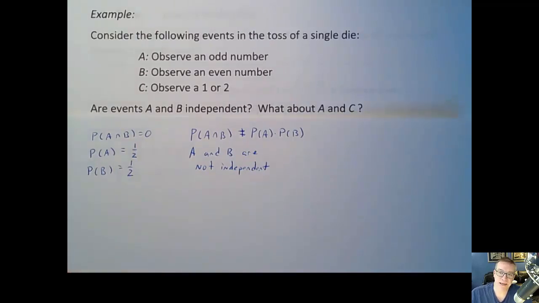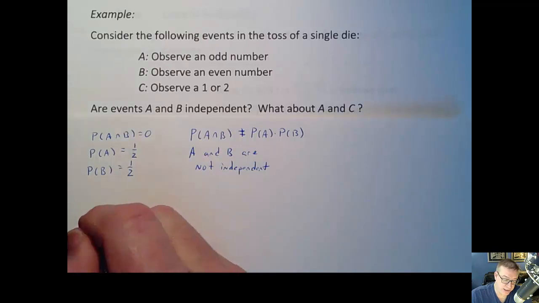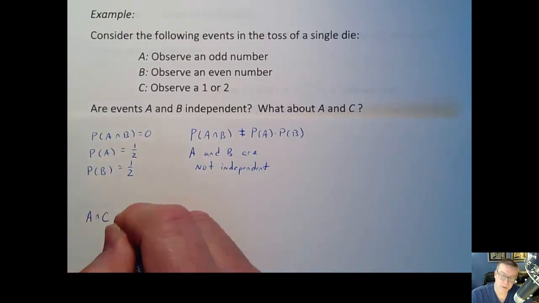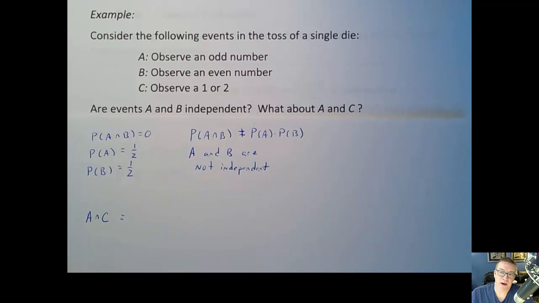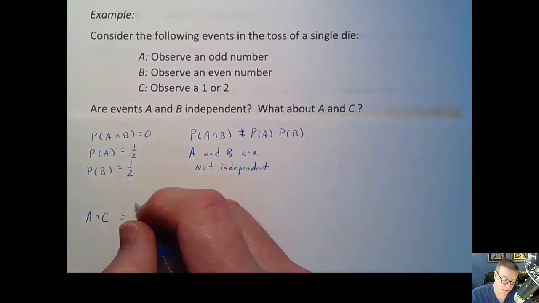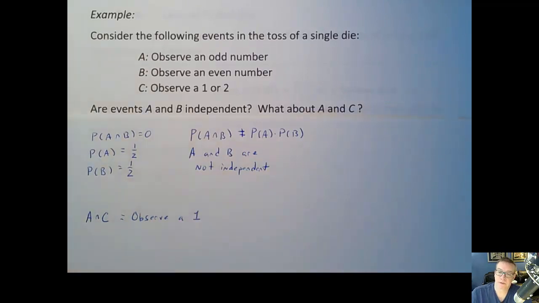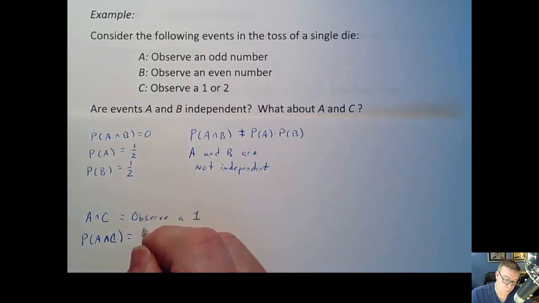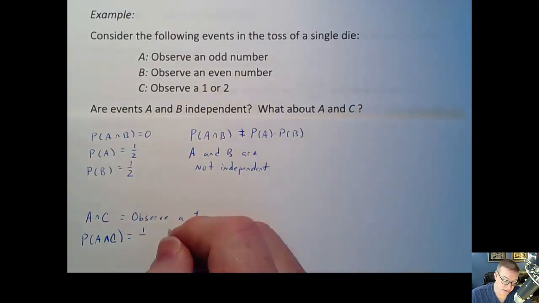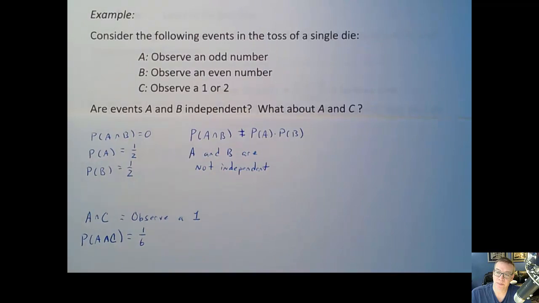So let's think about A and C. So A intersect C. Well, A is the event that we observe an odd number, and C is the event that we observe a 1 or a 2. And so we can see that the intersection of these two things would be that we observe a 1. And so the probability of A intersect C is, there's only 1 out of 6, and so that gives us 1/6.